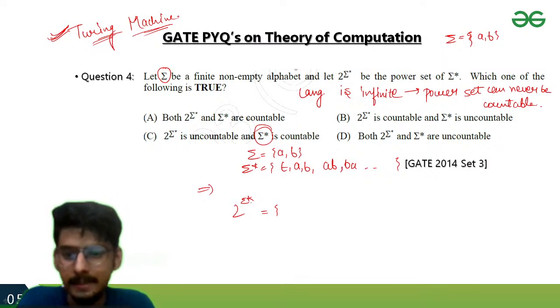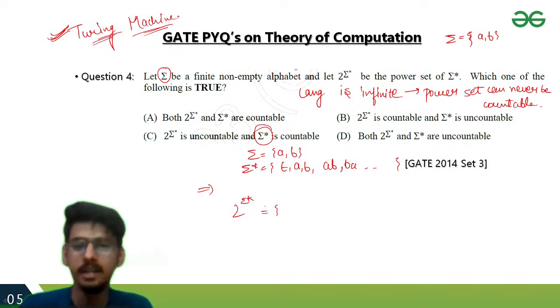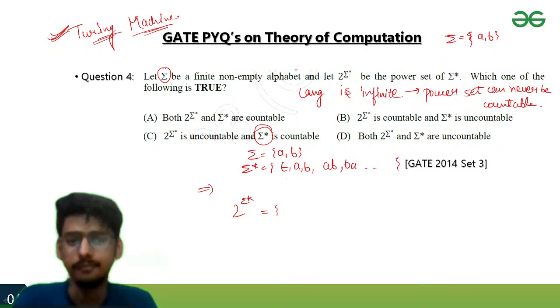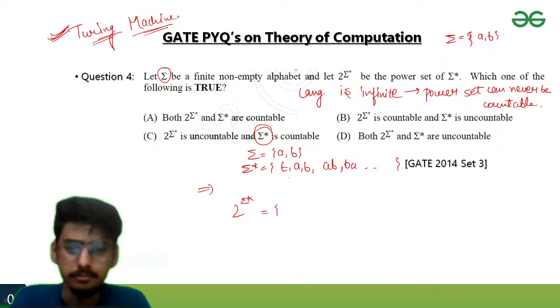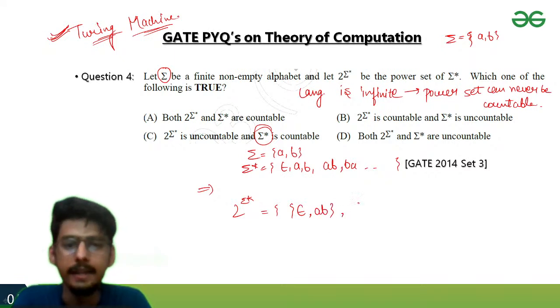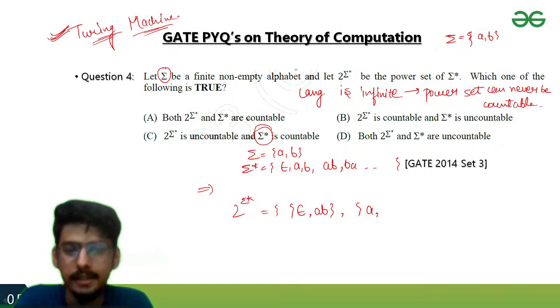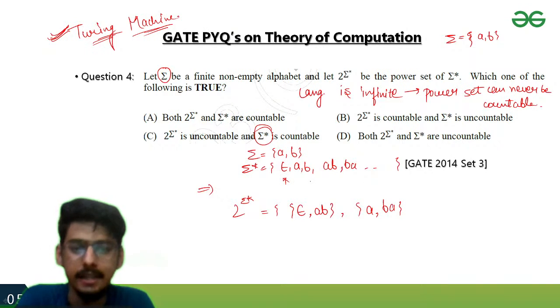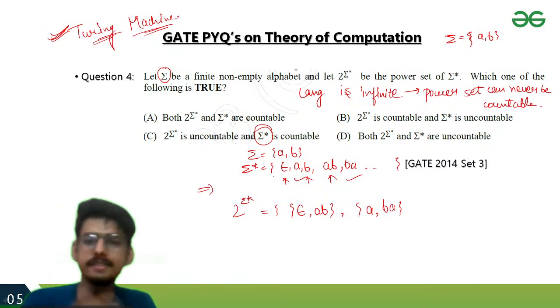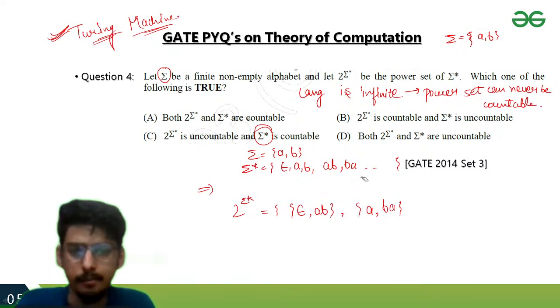So 2 to the power sigma star is the power set of sigma star. What is a power set? It is the set of subsets of the original set. So I can have any subset of sigma star. Let's suppose I have a subset with epsilon, then I skip A and B and directly take AB. Or I take A and then BA, skipping epsilon, B and AB. This is just one possible subset I am telling you about.